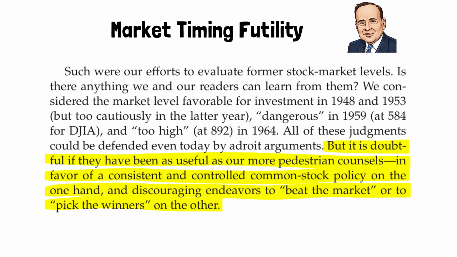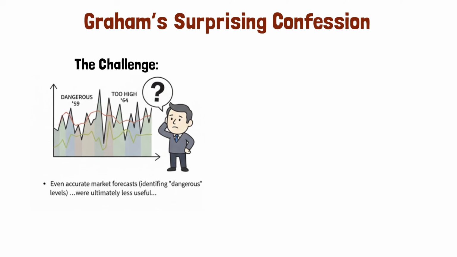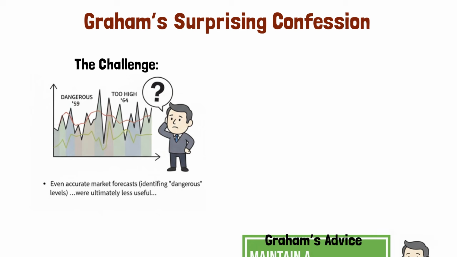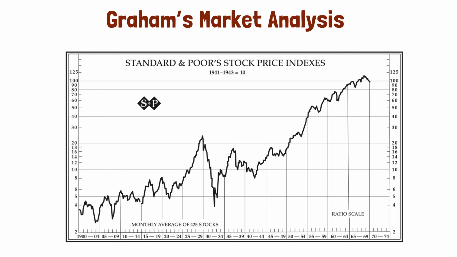After walking us through 100 years of data, after correctly identifying dangerous market levels, Graham makes a stunning admission. Even his accurate market forecasts were probably less useful than his simplest advice. What is that simple advice? Maintain a consistent, controlled stock allocation. Don't try to beat the market or pick the next big winner.